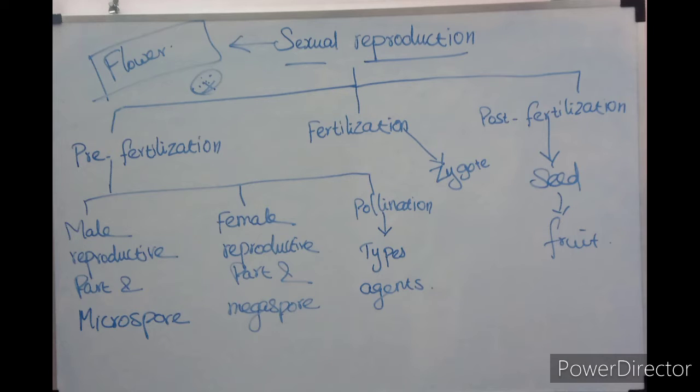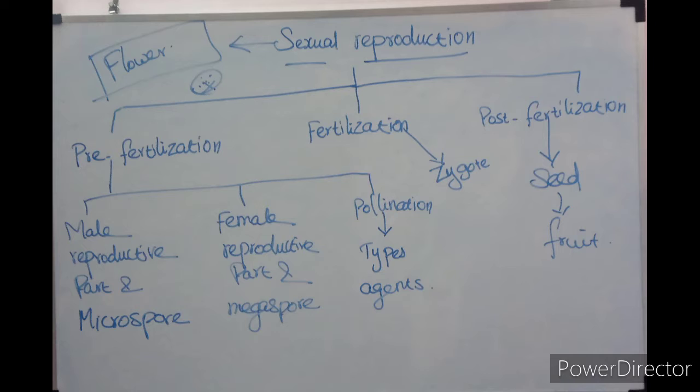Good morning, students. Today we are going to discuss the topic sexual reproduction in plants. Sexual reproduction will occur in higher plants, not lower plants. So the name itself they gave: sexual reproduction. Sexual means sex separation, male and female. Reproduction with male and female separation is called sexual reproduction.